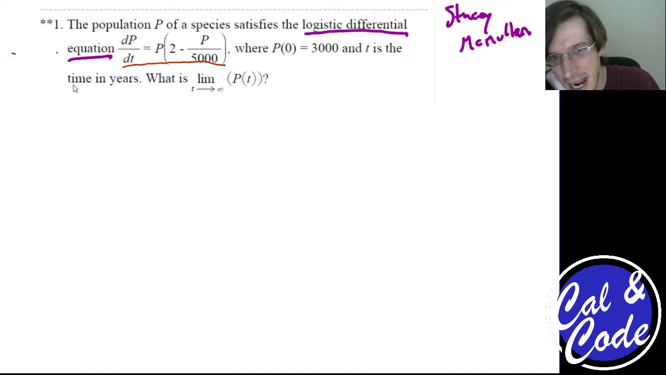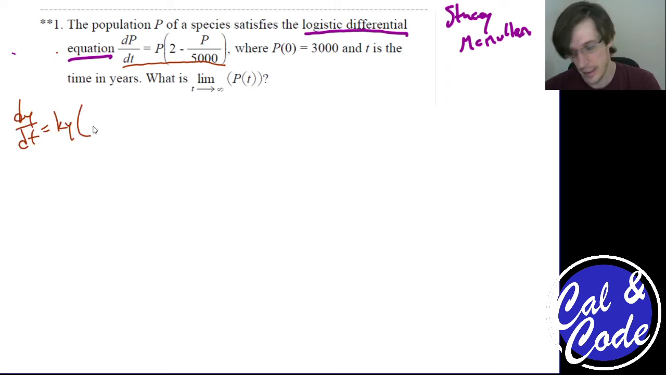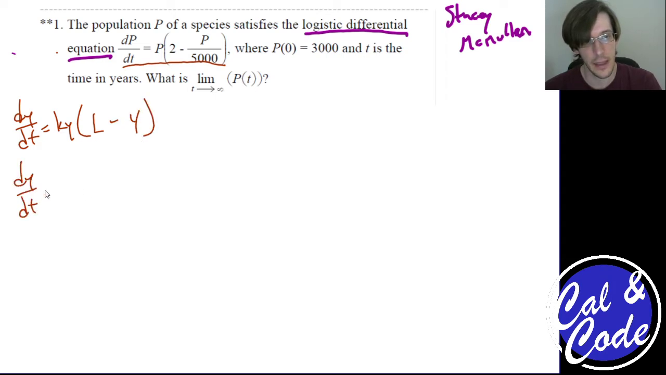Well, this form is neither one of the two forms that we have already seen. We've seen two different ways of writing a logistic differential equation. One of them was dy/dt is equal to ky times (L minus y). The other one was when we factored out the L: dy/dt equals ky times (1 minus y over L).